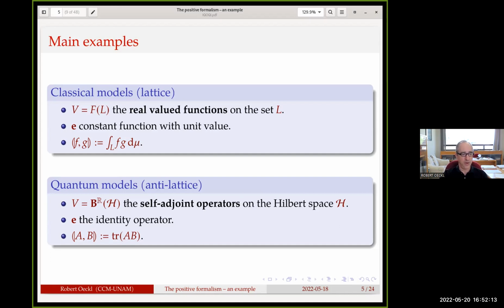And of course, you're all very familiar with this space if we think of these as encoding the mixed states of a quantum system, right? Now, this order unit is the identity operator, and the inner product is taking the product of the operators and the trace. So that's the Hilbert-Schmidt inner product.